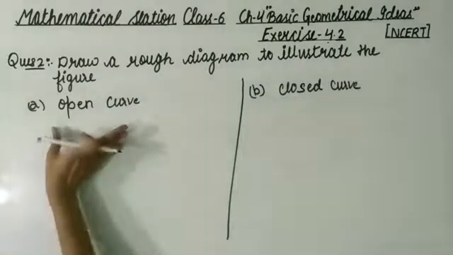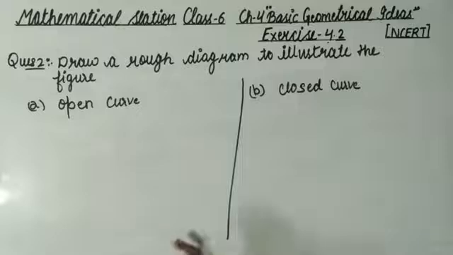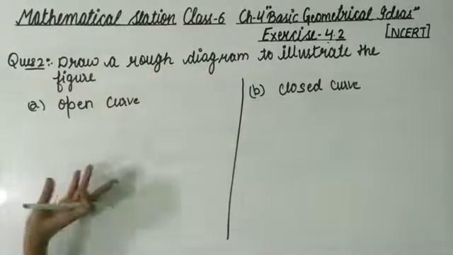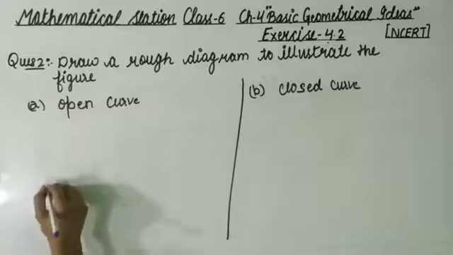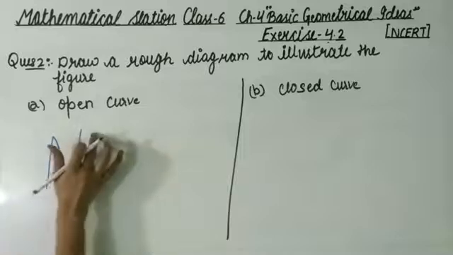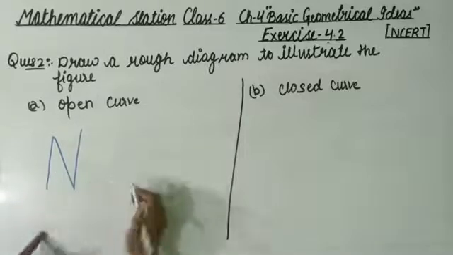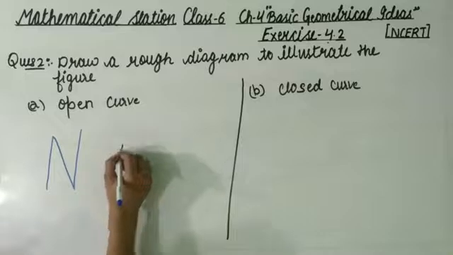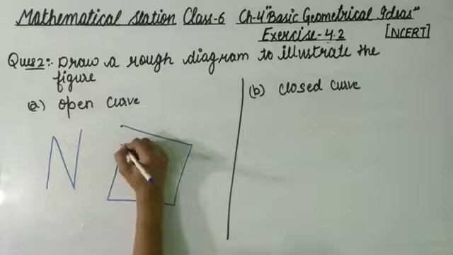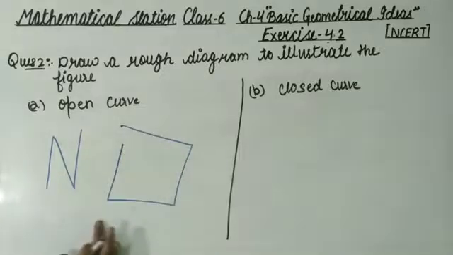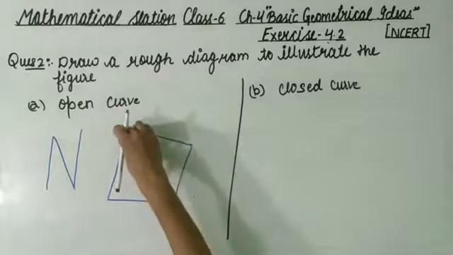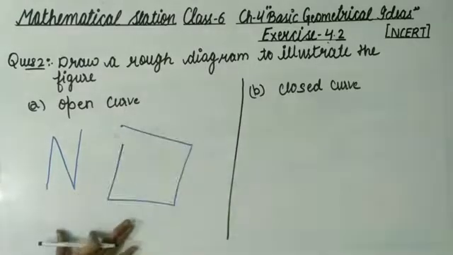Now here we will draw a rough diagram of any open curve and closed curve. First we will draw an open curve. Under it, the starting and ending point should be different. Suppose N is an open curve, or like this. Like this you can see, they both are open curves. Like this, it has that open portion. So these are open curves.